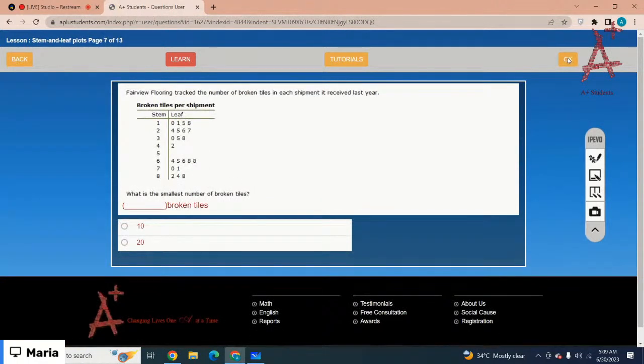Okay, the next one is Fairview Flooring tracked the number of broken tiles in each shipment it received last year. What is the smallest number of broken tiles? So you have to look for the smallest number. So look for the smallest stem and smallest leaf. So the smallest stem is 1 and the smallest leaf is 0. That means the smallest value would be 10. So the correct option is 10.